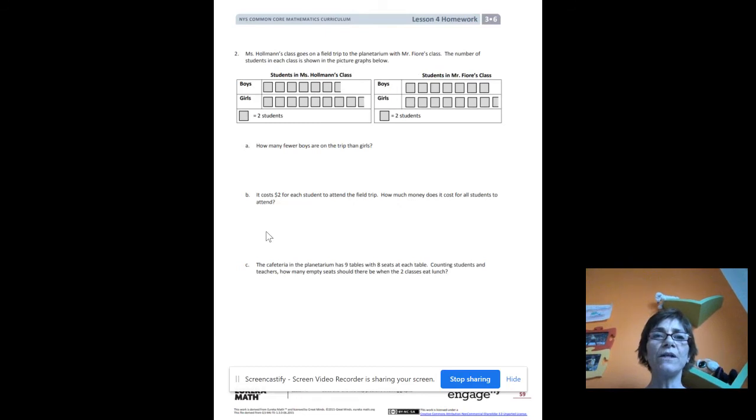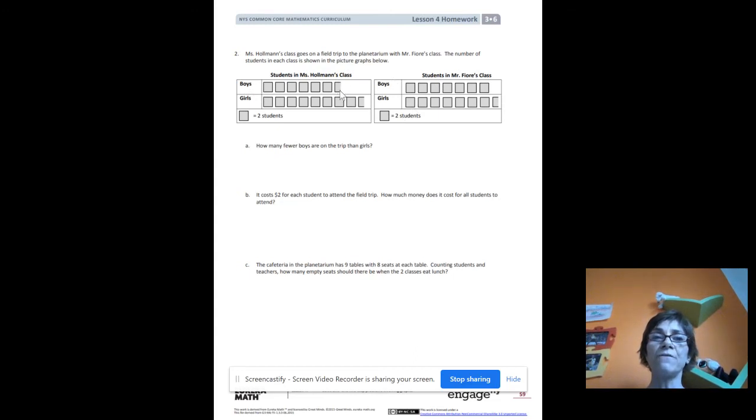This is the second one. There are 2 classes that go on a field trip to the planetarium. The number of students in each class is shown in the picture graphs below. Here you have picture graphs where the symbol is a square. Be careful, because here there's the key: each square is 2 students. This is Miss Hallman's class, and you have the boys and the girls. Same for the other class.